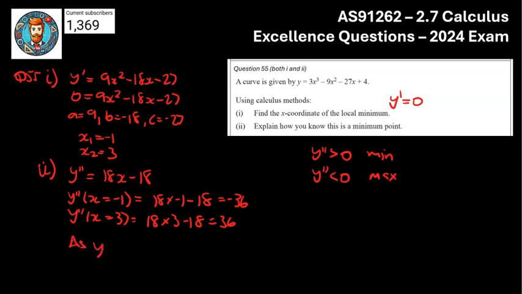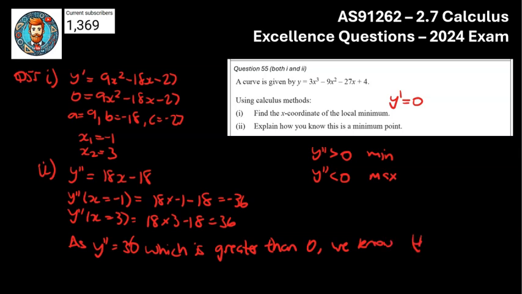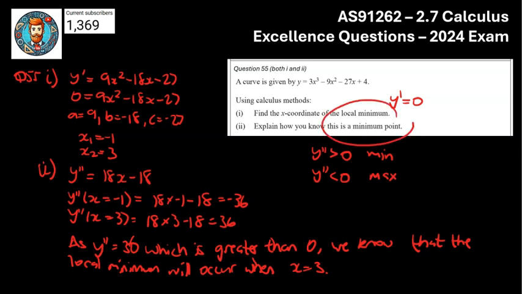So as y dash dash equals 36, which is greater than 0, we know that the local minimum will occur when x is equal to 3. Perfect. So we don't specifically need to talk about the other point, the maximum, which is x equals negative 1, because we weren't asked about it.